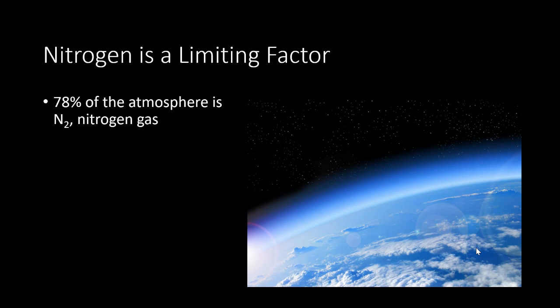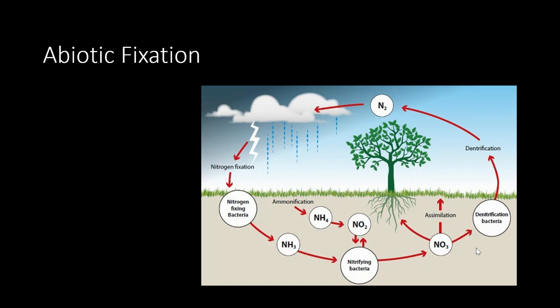So this is really kind of a strange thing because 78% of the atmosphere is nitrogen gas, N2. So when you take a breath in, the vast majority of what you're breathing in is nitrogen gas, but it's not a usable form for living things. So you breathe it in, you breathe it right out. It's surrounding plants, but they can't use it. So luckily, there are ways that nitrogen gas gets changed into other more usable forms of nitrogen.